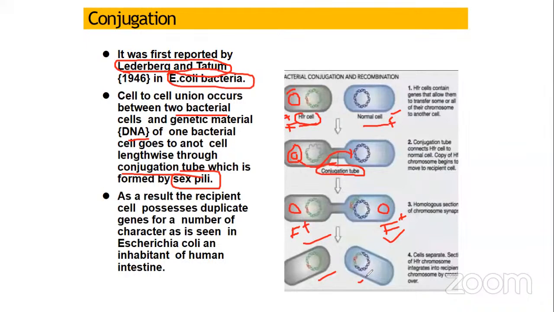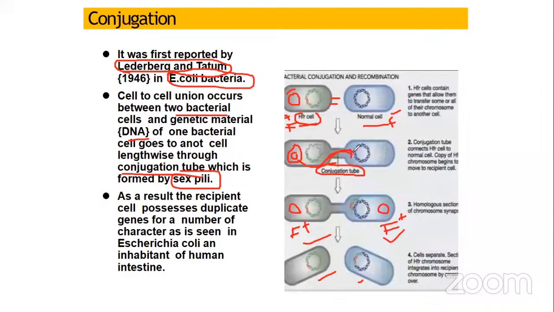Is it clear? Yes, sir. Right. So the conjugation process is also clear. Actually, about the conjugation tube: first, the sex pili of the F plus cell get attached to the normal cell, which has no sex pili. With the help of this pili, it attaches to the other normal bacteria. Later, the pili form a tube, the conjugation tube. Through the conjugation tube, the genetic material transfers. Right?